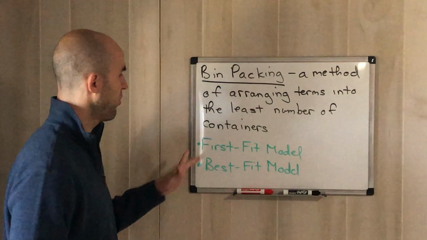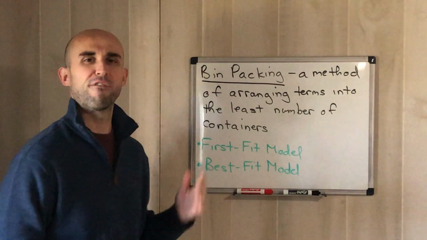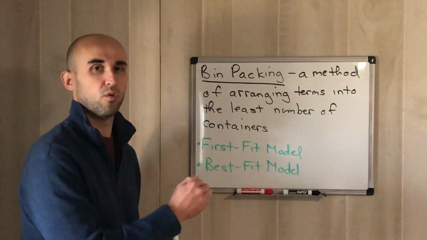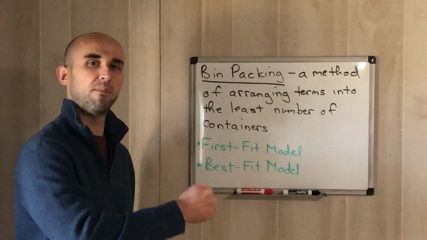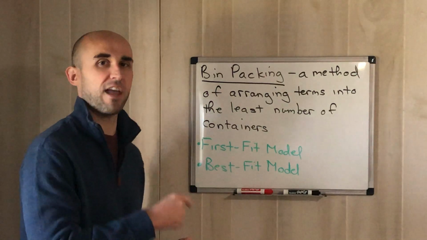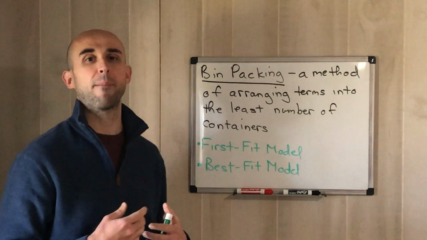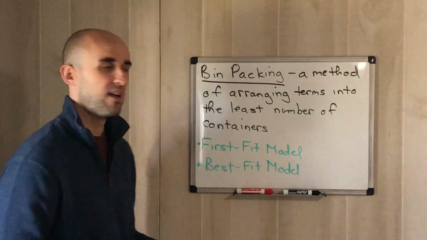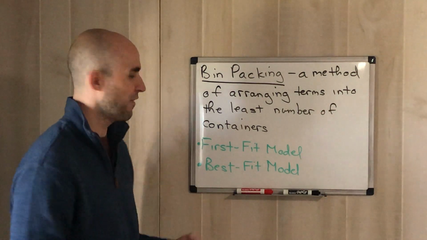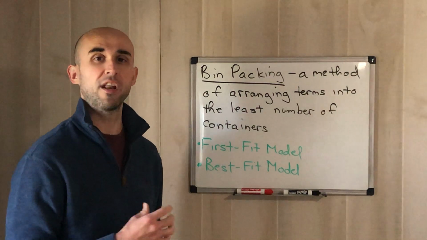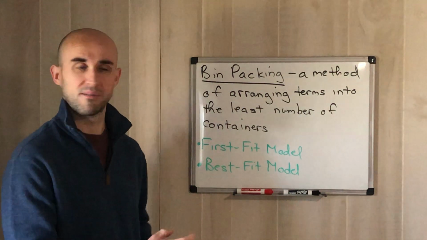The difference is this. The first fit model literally tells you to go in the order that the numbers are given, and put each one in the very first container that it'll fit. Even though it may not be the best container, if it fits in the first one you see, you put it there. That's why it's called the first fit model. You put it wherever it fits first.